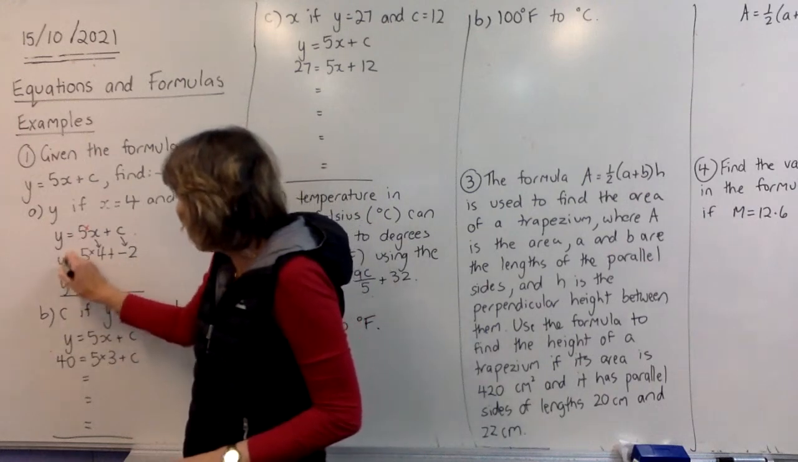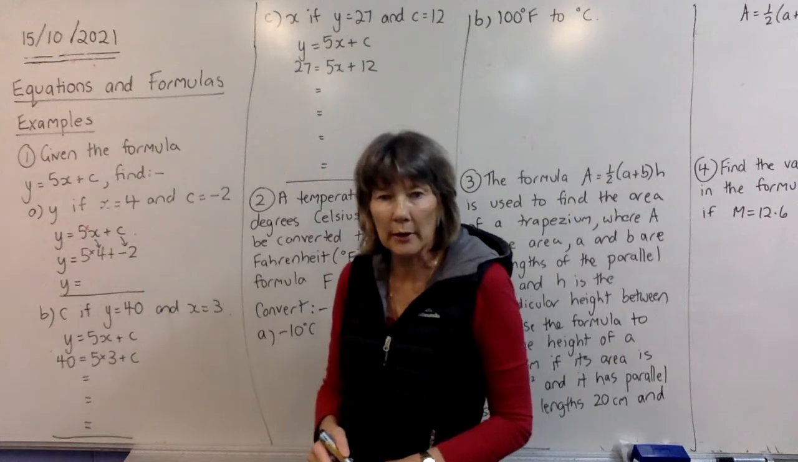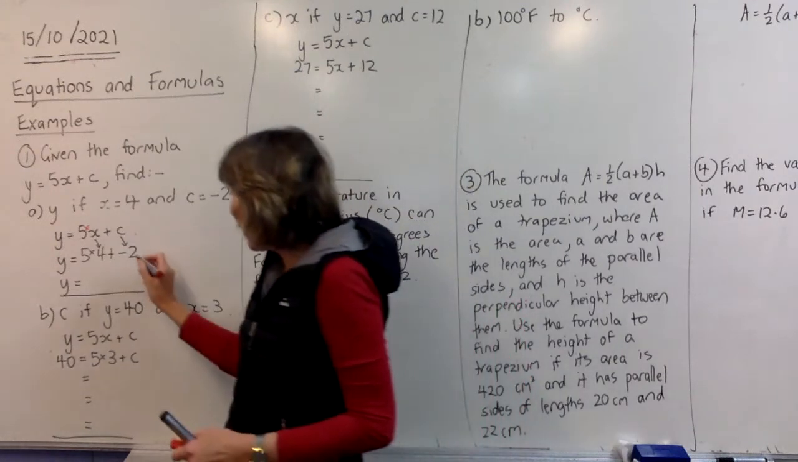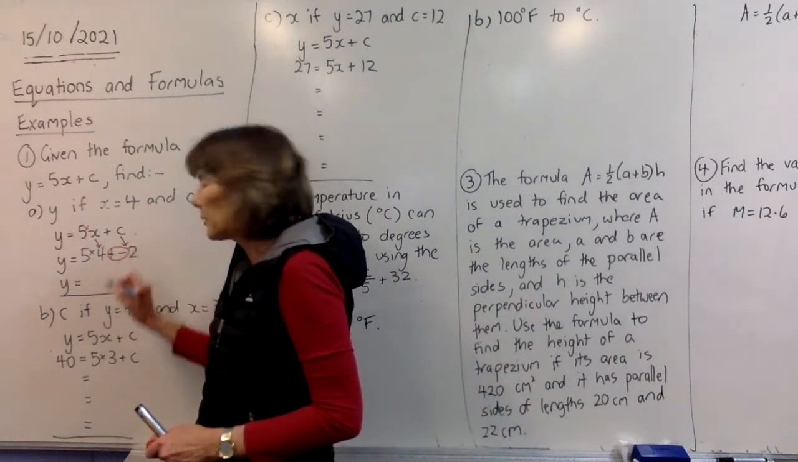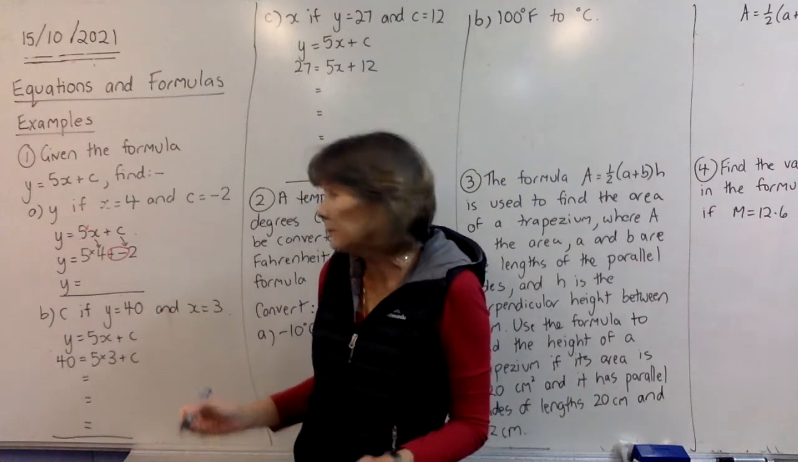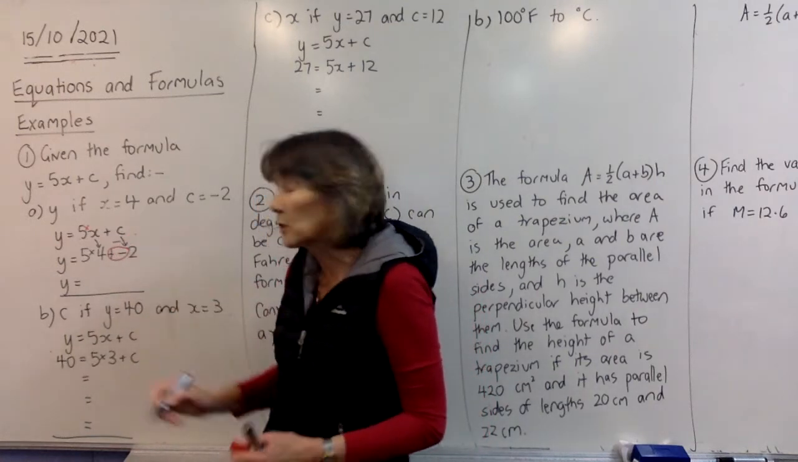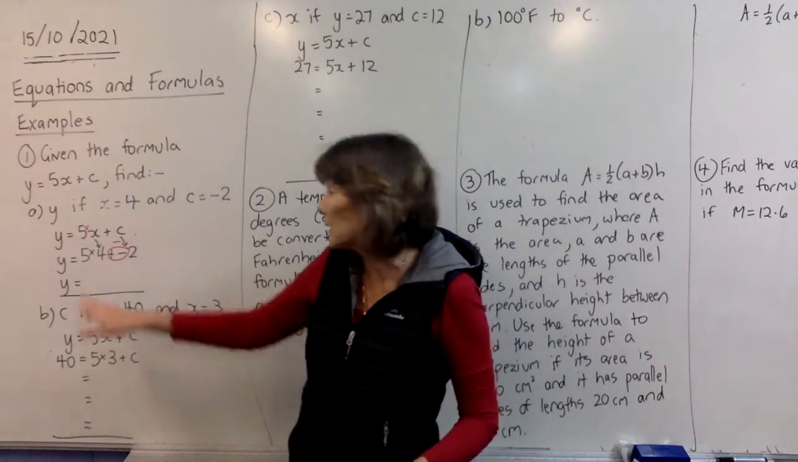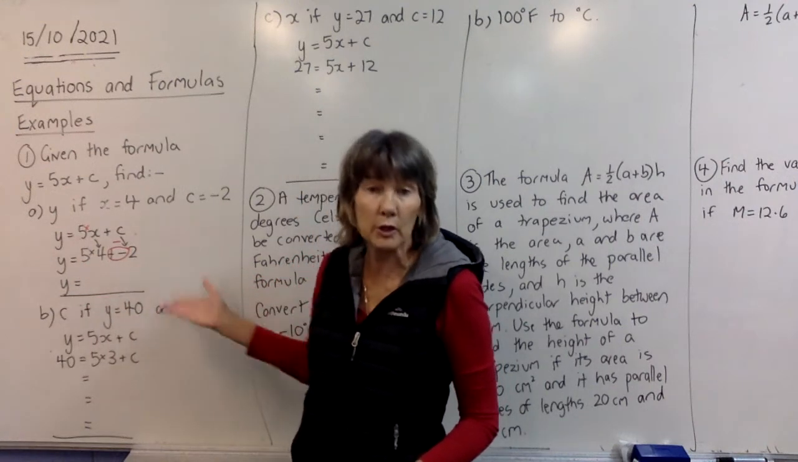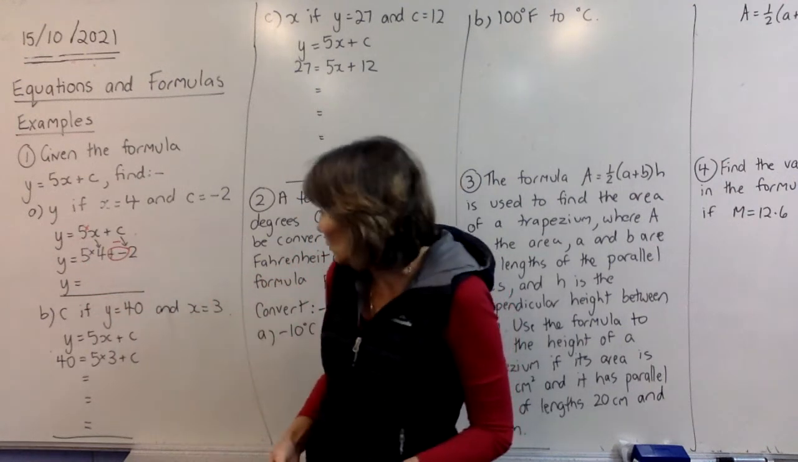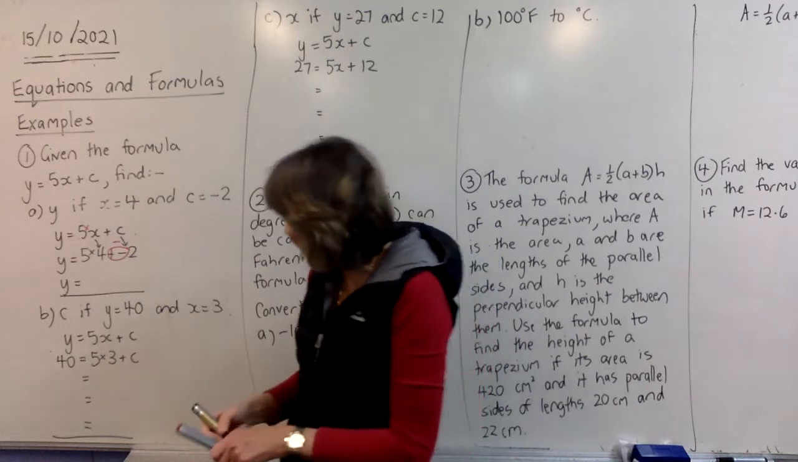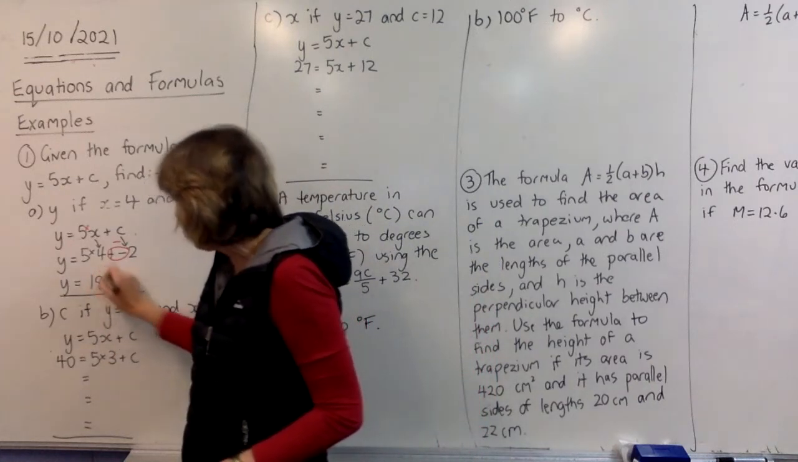We're finding y. And you can go straight to your calculator and put that in. You are good enough to be able to just write that in as a minus sign, but that's up to you. If you want to just type it in as 5 times 4 plus minus 2, the calculator will do that as well. And if you do that, you'll get an answer of 18.